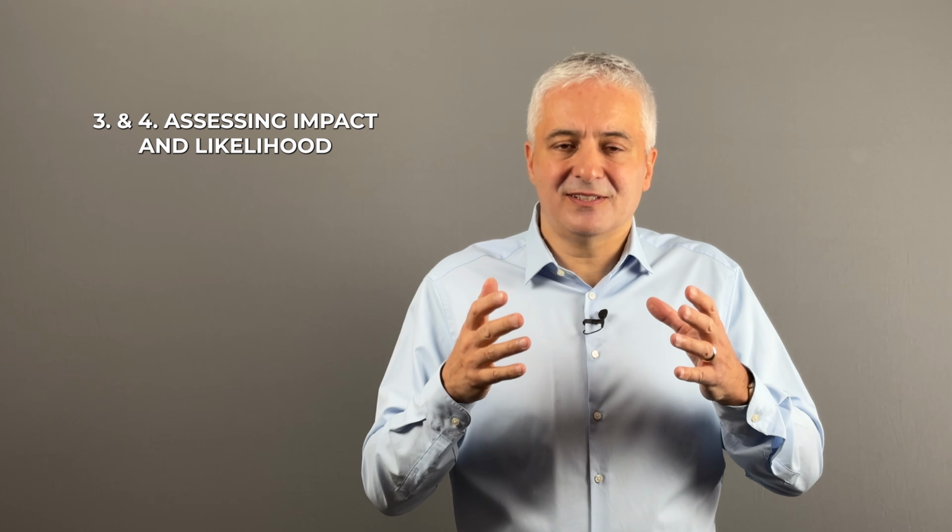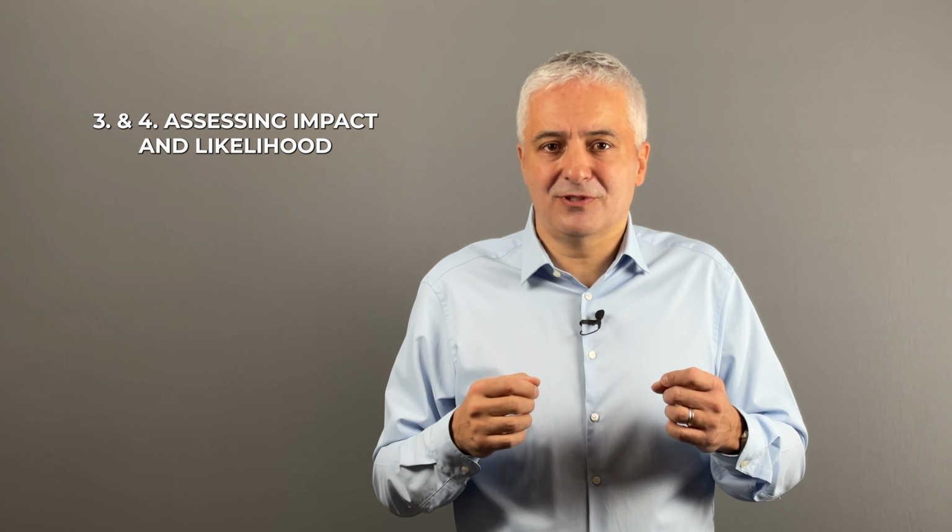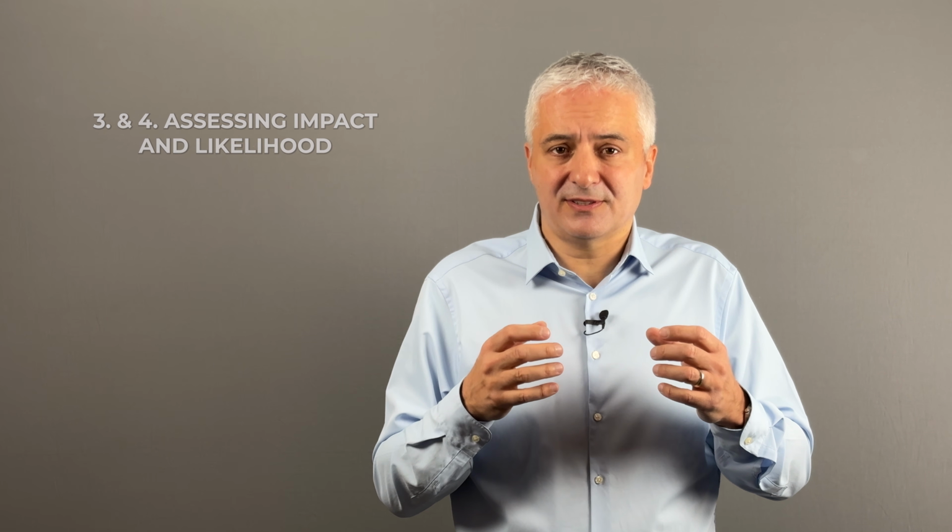and also ultimately resolved. The third and the fourth elements are assessing the impact and the likelihood of the risks. Basically, how high these risks are, meaning how likely it is that they're going to happen, and what their consequence is to confidentiality, integrity, and availability if these risks really materialize. This impact and likelihood assessment is also called risk analysis.